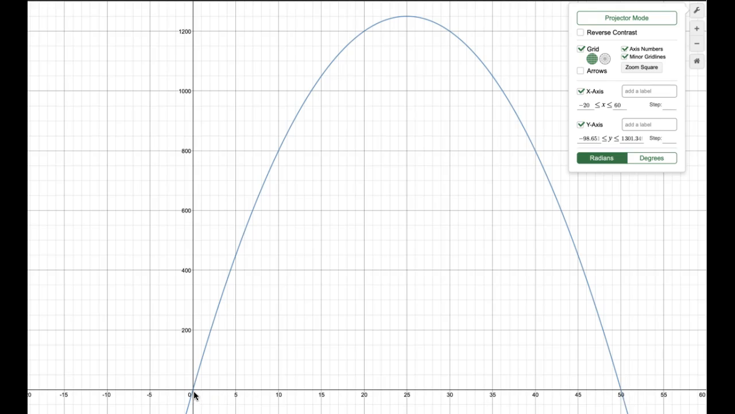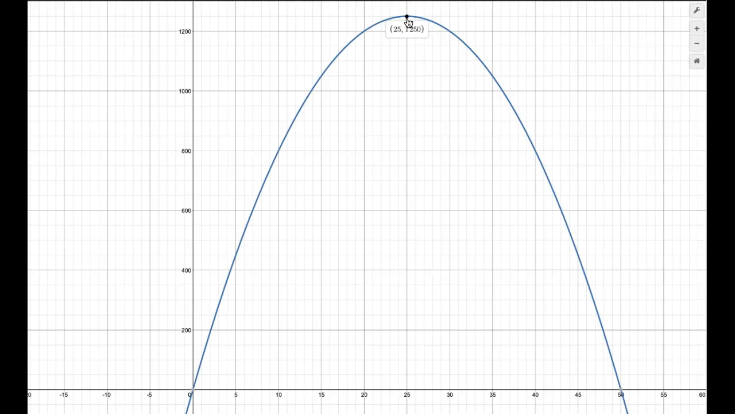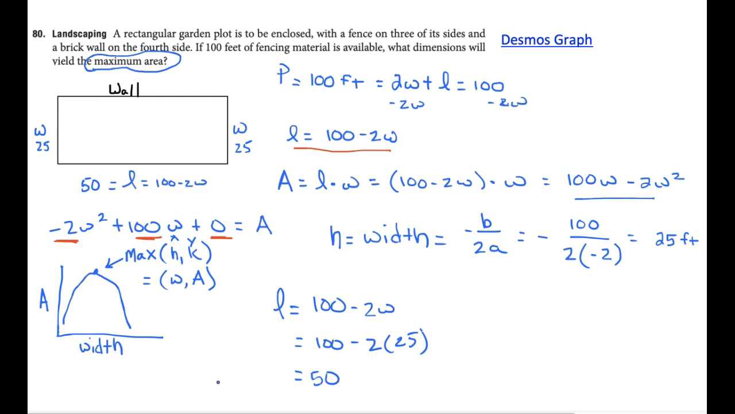It crosses right through 0, 0, and it crosses again at 50. So really what you get are two answers: 0 and 50 as the roots. But what we're looking for is the maximum right up here, which is 25 feet and 1250 square feet, which is the area. Okay, so a lot of information there, but hopefully that helped you understand how to do one problem. We're going to look at some more here.